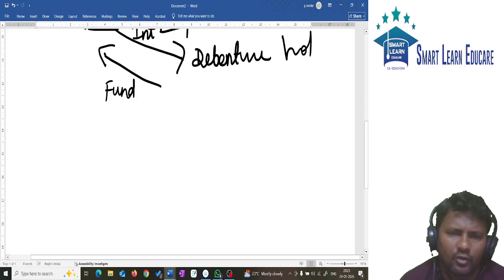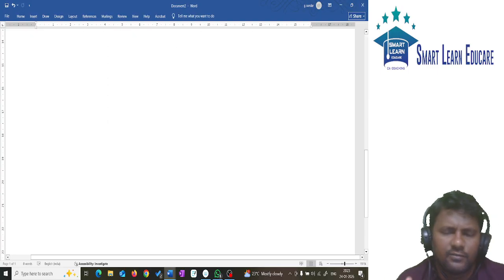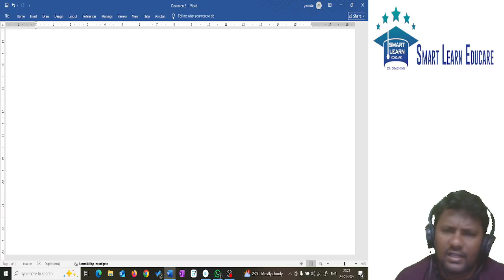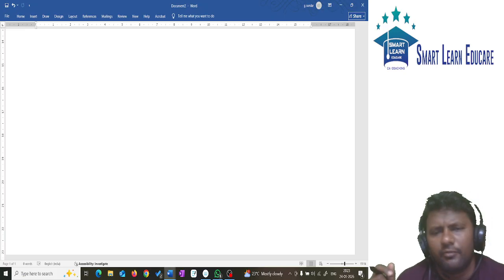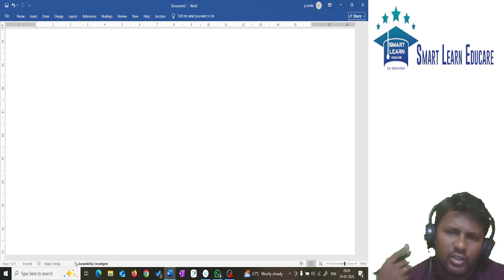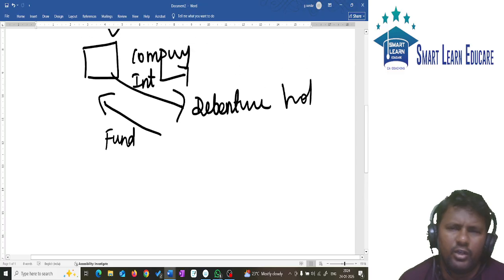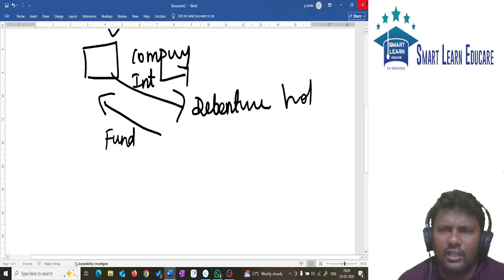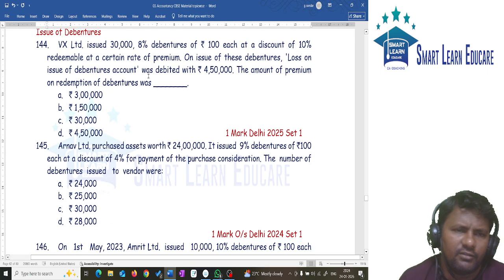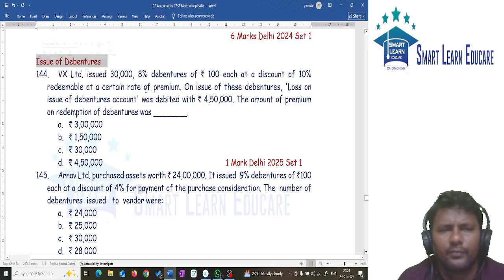In this topic we are going to learn how debentures will be issued. What is the accounting treatment for issue of debentures? How is interest calculated? What is the treatment for loss on issue of debentures? What are the losses we have when we issue debentures? So like this we are going to discuss certain things. First we will take up some theory discussion, then some questions relating to issue of debentures.